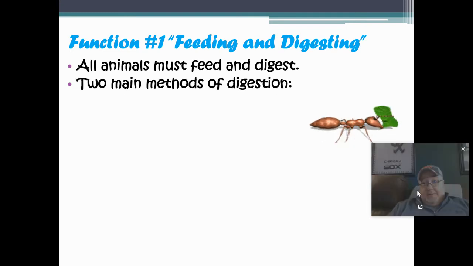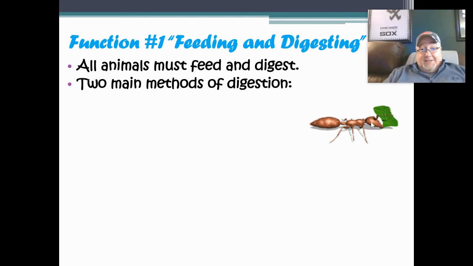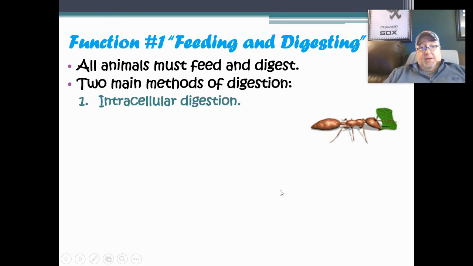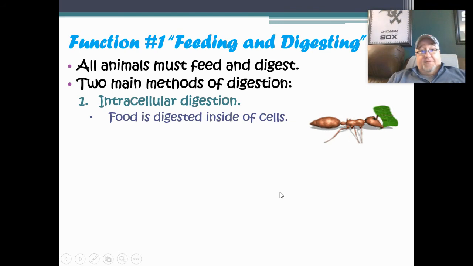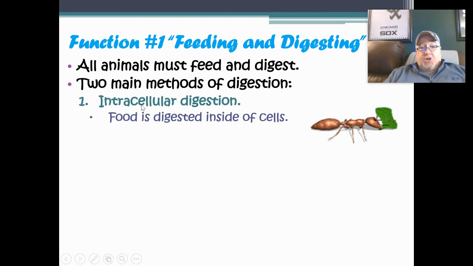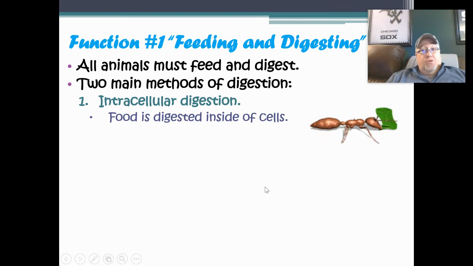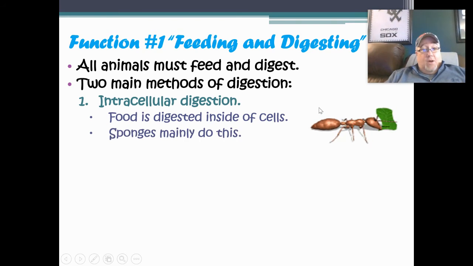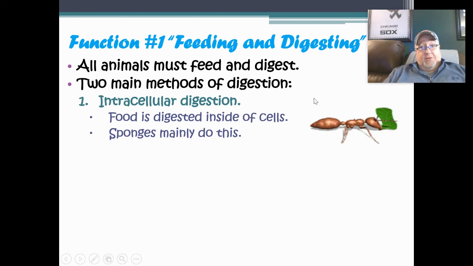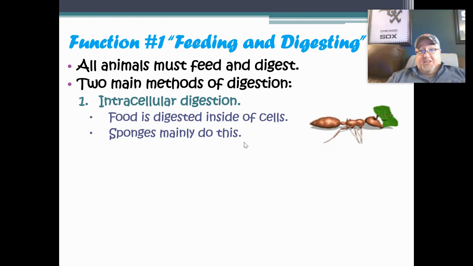All animals, I don't care if it's an ant like you see in the picture here, or a human being, every animal has to digest food. There's typically two types of digestion. One of them is called intracellular, which means that the food is actually digested inside of the cell. There's not very many animals that do this. Sponges are pretty much the only ones that undergo intracellular digestion, mainly because they don't have any specialized cells that help them digest food. So it all has to be done inside of their cells.